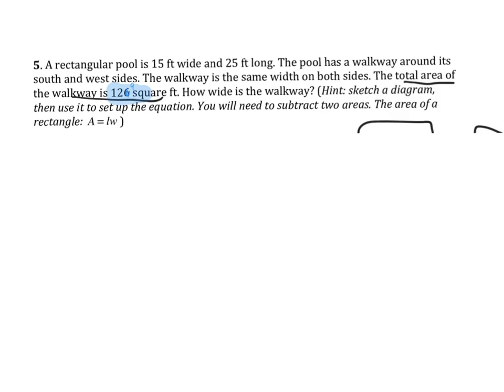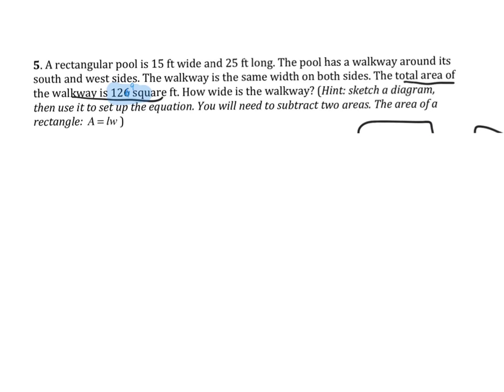So let's look at number 5 from the practice test. A rectangular pool is 15 feet wide and 25 feet long. The pool has a walkway around its south and west sides. The walkway is the same width on both sides. The total area of the walkway is 129 square feet. How wide is the walkway?